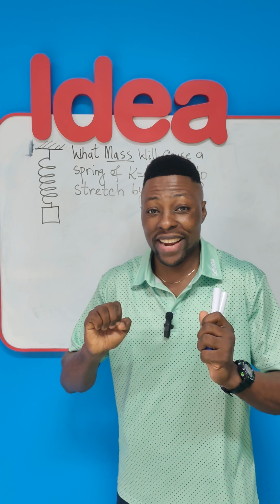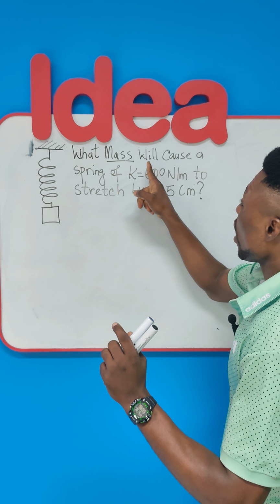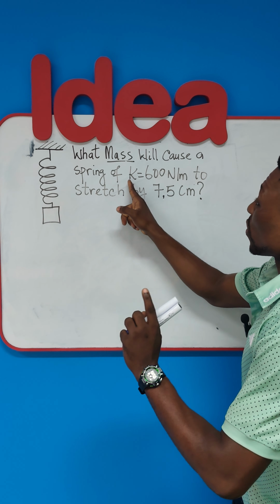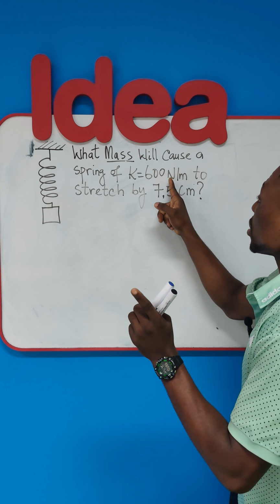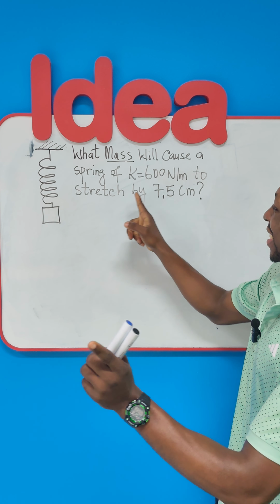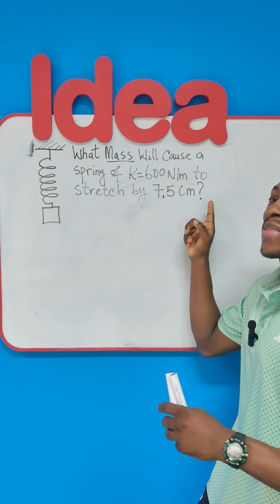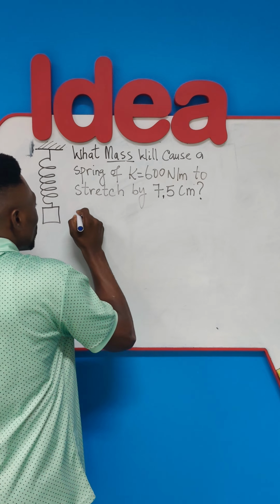Tomorrow will be better. What mass will cause a spring of spring constant 600 Newton per meter to stretch by 7.5 cm? Follow me, dear friends.